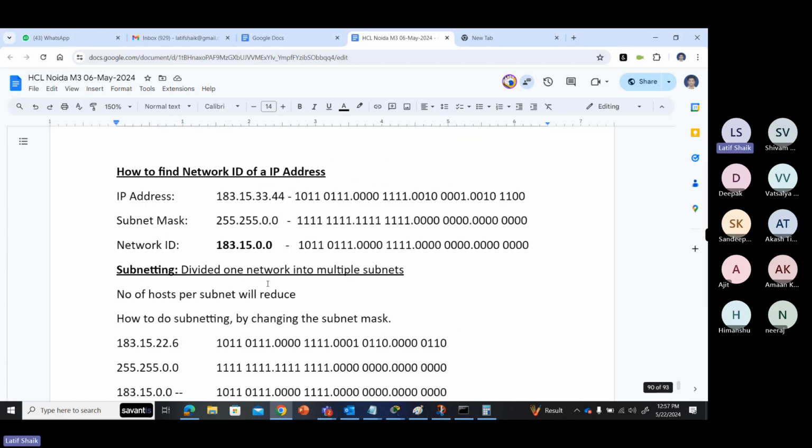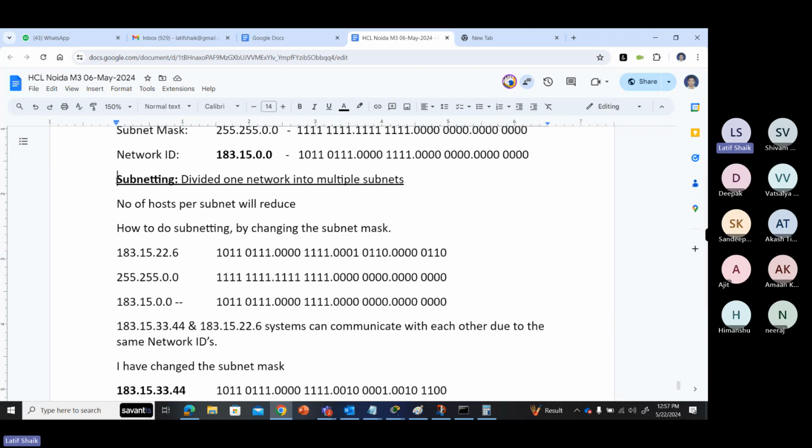Okay, guys, once more, what is subnetting? It divides one network into multiple subnets. So what is the purpose? To reduce the number of hosts per network and utilize the network in different network forms. Again, best utilization of network addresses.